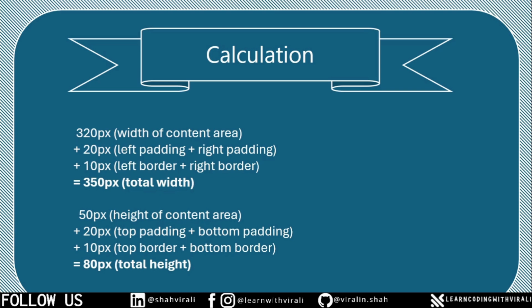Coming to the total height calculation, we have to understand the height of the content that we have defined. It was 50 pixels. Then we add the top padding and the bottom padding, which is 10 pixels each, so that gives us 20 pixels. And then we add 5 pixels for both the top border and the bottom border, which comes up to 10 pixels. Adding all of them up, we get 80 pixels as the total height.